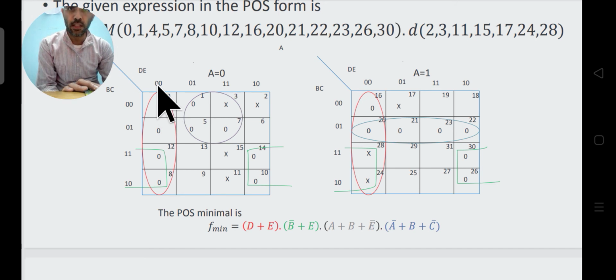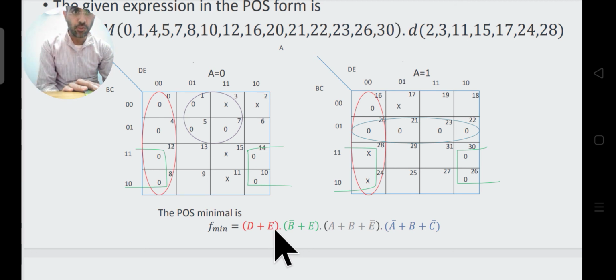Because in the POS form the zeros are denoted by non-complemented variables, and it is also denoted by the plus term, so D plus E. As for the other variables, A is changing because you are taking one quad from this and another quad from this to form the complete octet, so A should not come. B and C are also changing, so the terms D and E are not changing. So the term corresponding to it will be D plus E.